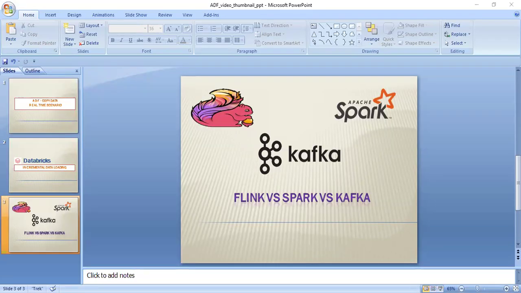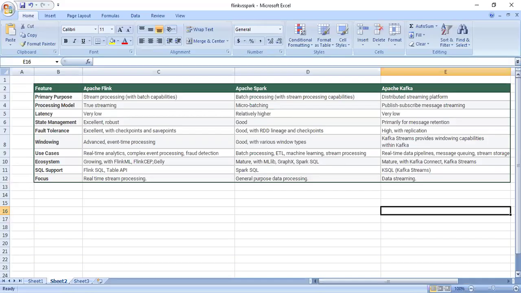Hi everyone. In this video clip, I'm going to discuss the difference between Apache Flink, Apache Spark, and Apache Kafka. Three of these are open source products available in the market. Let us see the difference between them. All these technologies are related to data processing.